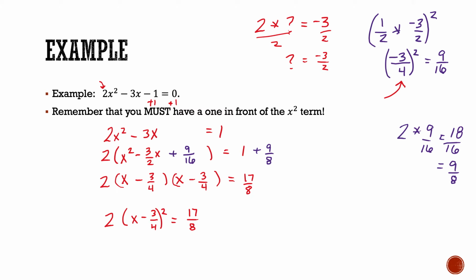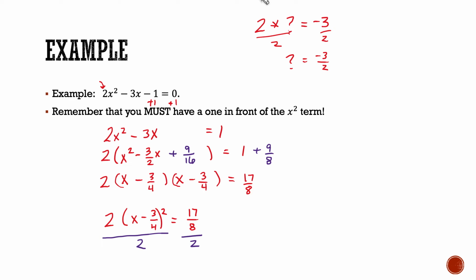Now my next step is to work towards solving for x. So the first thing that I need to do is I need to get rid of the 2 on the outside of the parenthesis. All right, so in order to do that, I'm going to divide both sides of the expression by 2. Okay, so the 2's are going to cancel on the left. And so that's going to leave me x minus 3/4 squared. And then I need to figure out what's going to happen on the right.